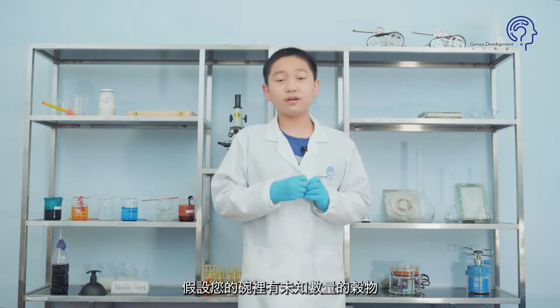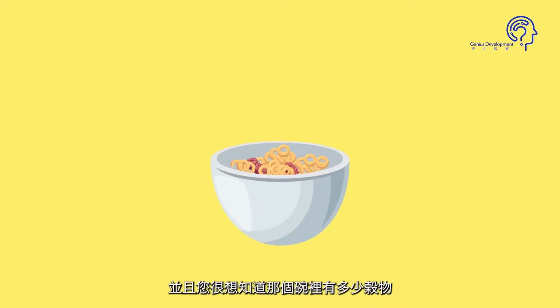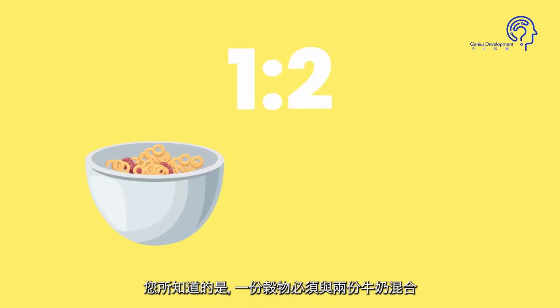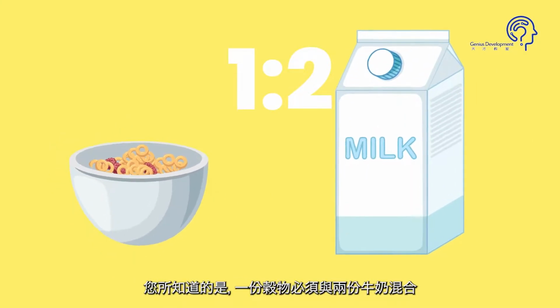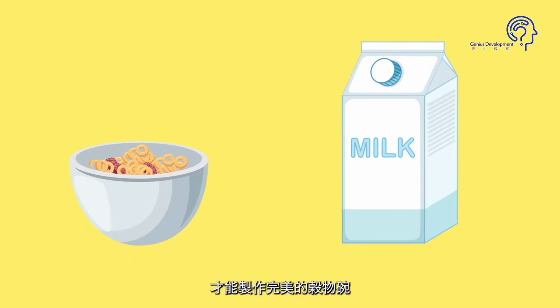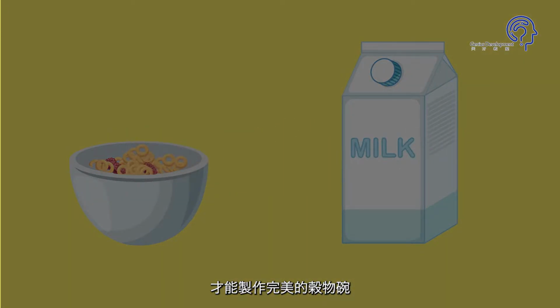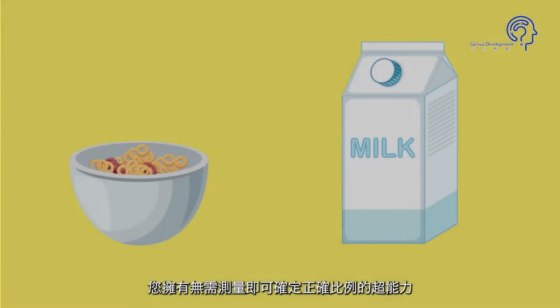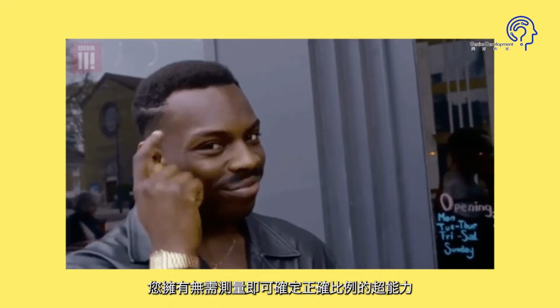Let's say you have an unknown amount of cereal in a bowl, and you have this weird urge to just know how much cereal is inside that bowl. Anyways, what you do know is that you have 1 part of cereal for every 2 parts of milk. And because you want to make a perfect cereal breakfast, you have a superpower that lets you know the ratio without counting anything.